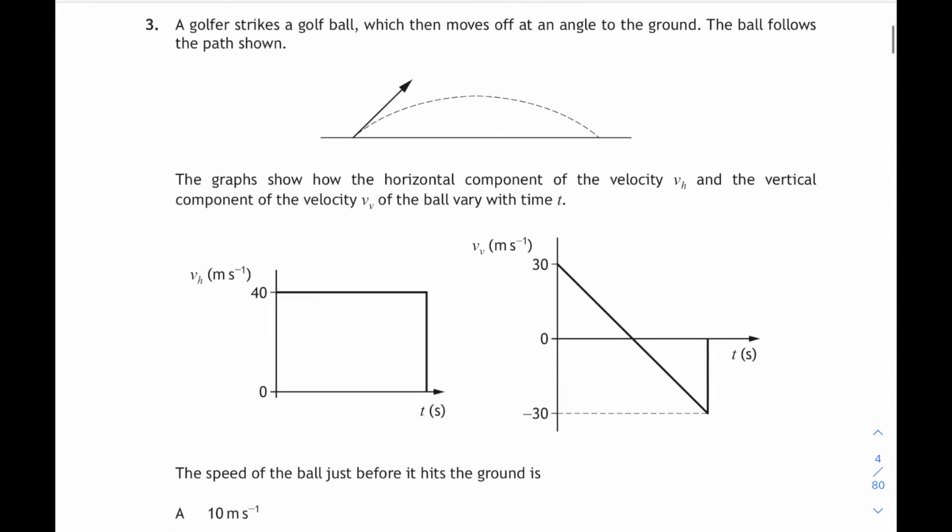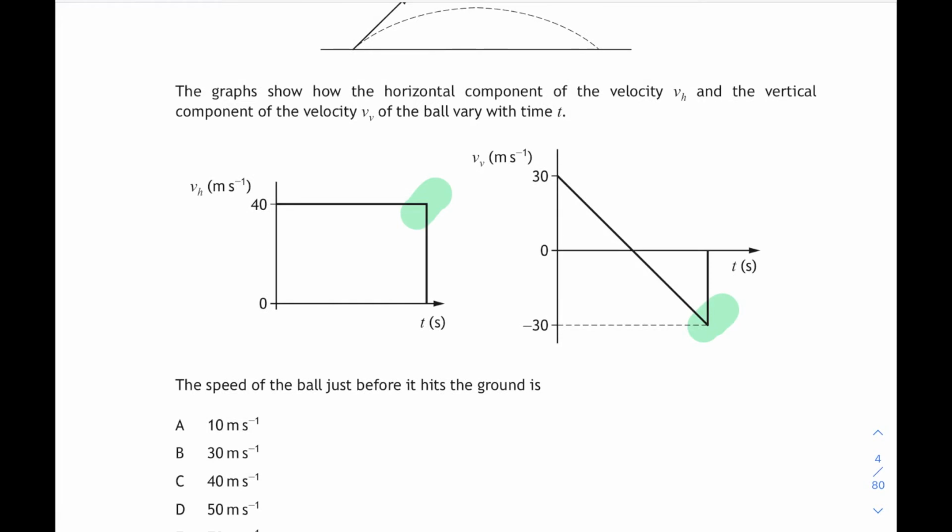Question 3 is another projectiles question. We're asked for the speed of the ball just before it hits the ground. So it will be the final speed of the ball. So we know its horizontal speed is constant. It's 40 meters per second horizontally. And its final speed is minus 30 or 30 downwards just as it hits the ground.